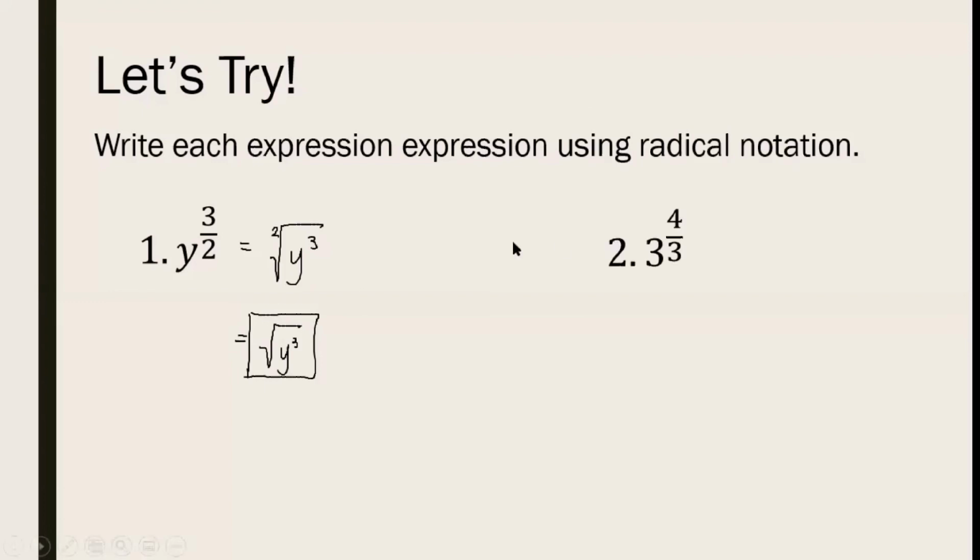Next is 3 raised to 4 over 3. Again, 4 will be the exponent of the radicand 3, and 3 here will be the root of the radical expression. So this will result into the cube root of 3 raised to 4. And this is how you change this exponential term into a radical expression.